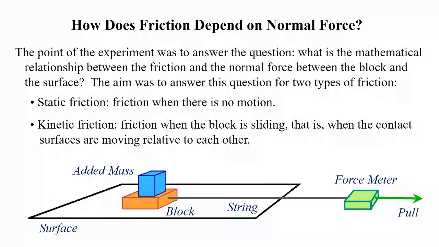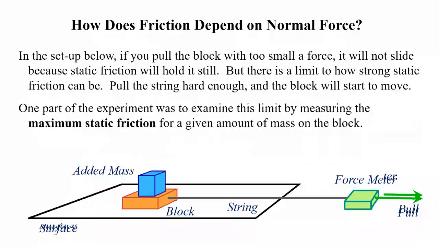The point of the experiment was to answer the question, what is the mathematical relationship between the friction and the normal force between the block and the surface? The aim was to answer this question for two types of friction: static friction, friction when there is no motion, and kinetic friction, friction when the block is sliding, that is, when the contact surfaces are moving relative to each other. In the setup below, if you pull the block with too small a force, it will not slide because static friction will hold it still. But there is a limit to how strong static friction can be. Pull the string hard enough and the block will start to move.